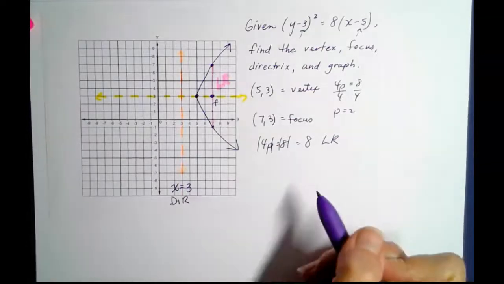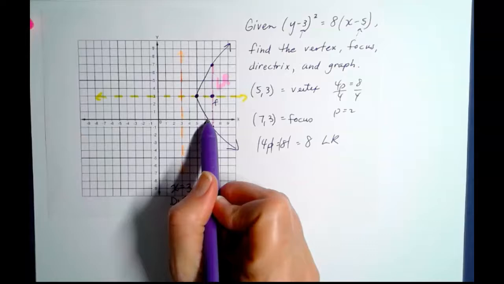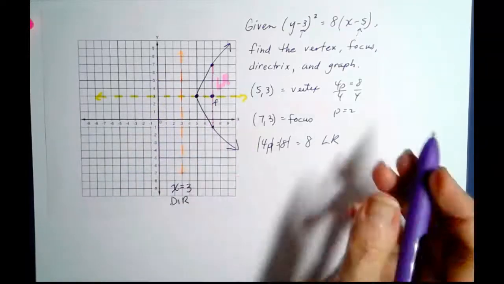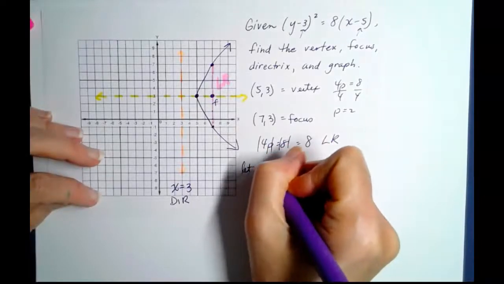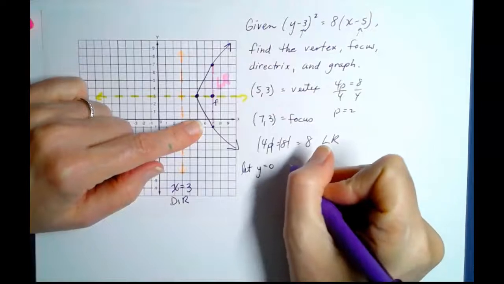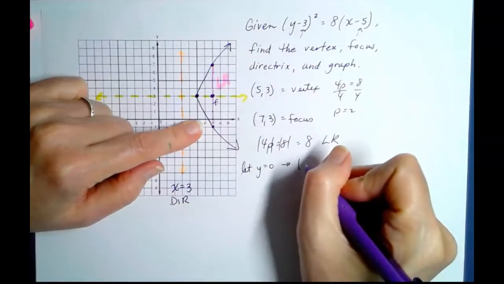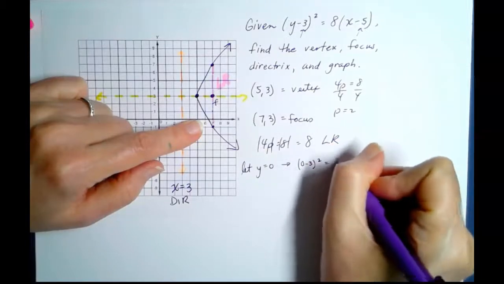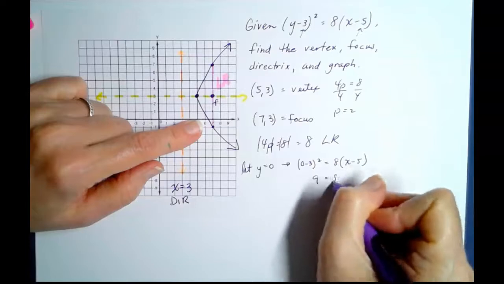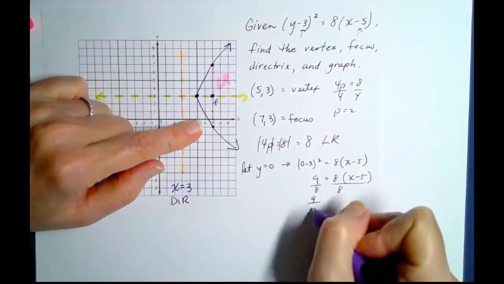Now, let's go one step further and find one other critical point, because really we've only got one more. We do not have a y-intercept, but we do have one x-intercept. So let's let y equal 0, and let's find that one x-intercept. I'm just plugging it into the original given equation. So 0 minus 3 squared equals 8 times x minus 5. So negative 3 squared is 9. And keep solving. Use good algebra.